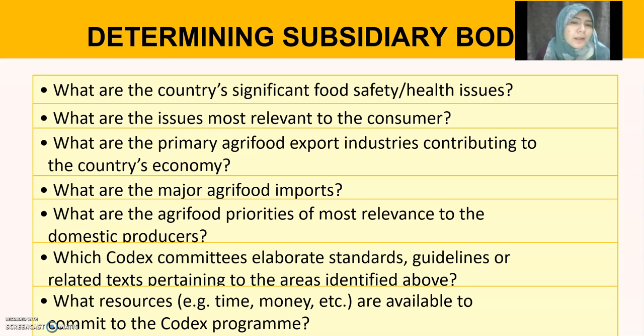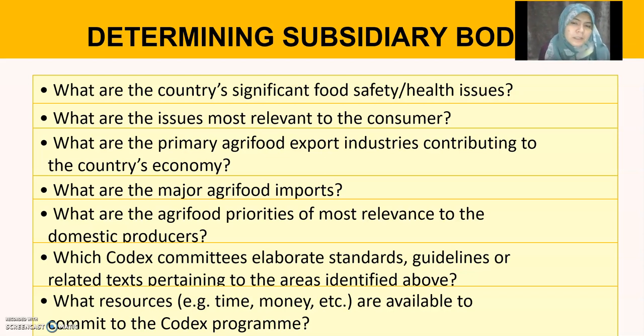And how do we determine which subsidiary bodies we want to be involved in? First, we want to look at what are the country's significant food safety and health issues. Number two, what are the issues most relevant to the consumer? Number three, what are the primary agri-food export industries contributing to the country's economy? For example, Malaysia exports palm oil, so maybe we can go for the commodity committees, for example.